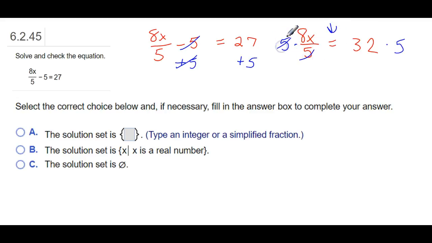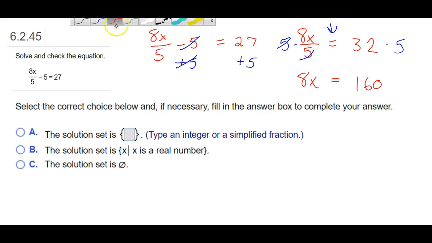Alright, the 5's are going to cancel. I'm going to be left with 8 times x. And then I've got to multiply 32 times 5. So 2 times 5 is 10. Carry your 1. 5 times 3 is 15, plus 1 is 16. So 160. Alright, and then finally, 8 times some number is 160.